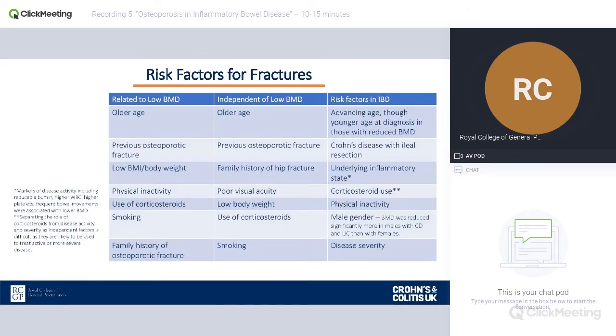As I've mentioned already, when we talk about risk factors, we can think about them being related to low bone mineral density or independent of bone mineral density. And then we can also think about the risk factors in inflammatory bowel disease. The association really is multifactorial. We know that there's a reduction in bone mineral density as patients advance in age, but also with an underlying inflammatory state and in patients using corticosteroids.